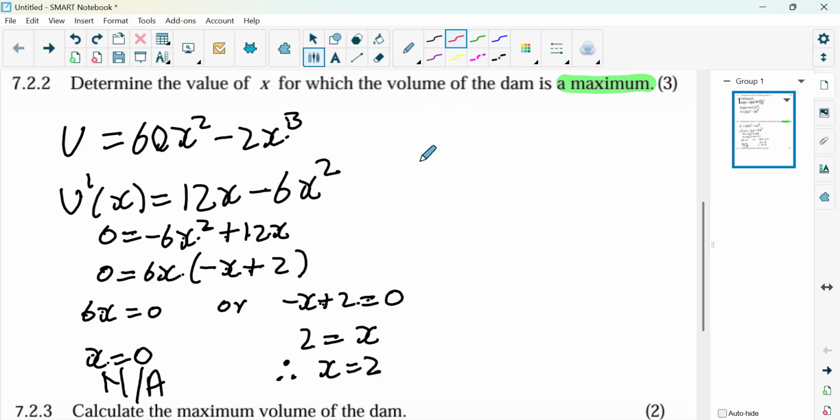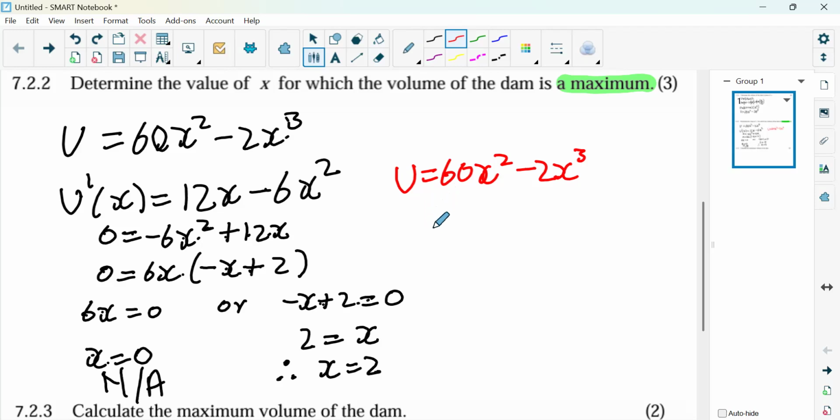Correcting that, from the senior marker, we're supposed to say that we have V. Start from V again. Our V is given as 16x squared minus 2x cubed.